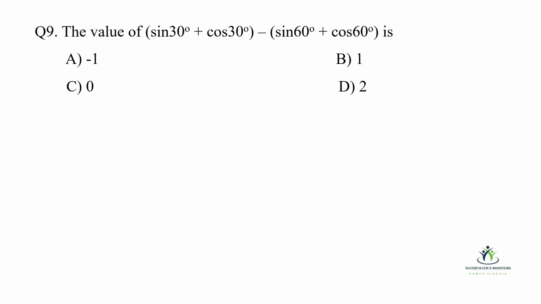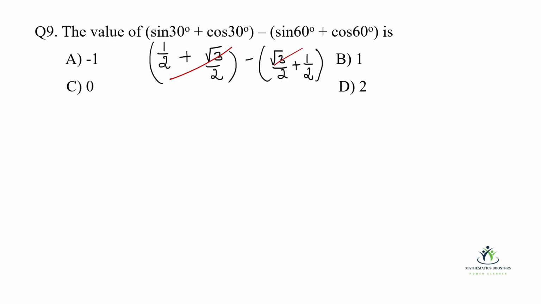The value of sin 30 plus cos 30 minus sin 60 plus cos 60. इसके लिए आपको ट्रिग्नोमेट्री की वैल्यू टेबल लर्न होनी चाहिए. What is sin 30? 1/2. cos 30 √3/2, minus sin 60 √3/2, cos 60 1/2. If you check both the bracket, they are exactly same, so ये cancel हो जाएगा. Hence the result is 0.